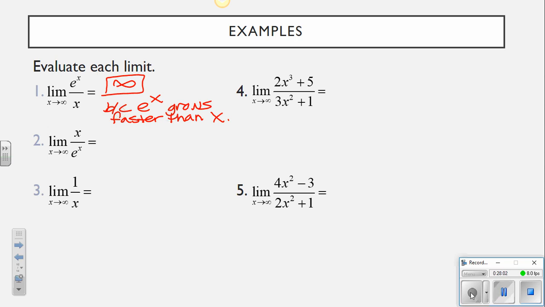All right, number 2, what's growing faster? X or e to the x? We just talked about it, but where is e to the x? It's on the denominator. So if the denominator is growing faster than the numerator, this limit's approaching what? 0.